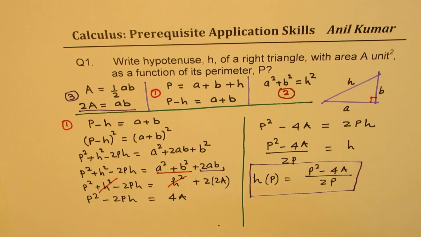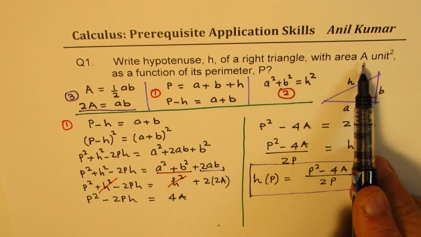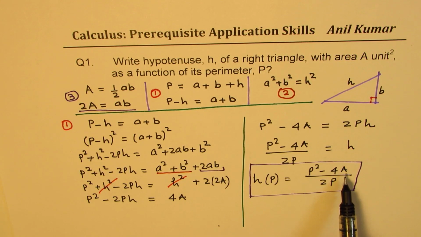Now it is a function of perimeter since we are given area. So a is constant. Take a as constant. So the only variable here is perimeter. You understand my point, right? So that is a very interesting formula which we can use in many different ways, relating perimeter with hypotenuse. I hope you find it interesting. So you could work with these formulas and get different relations, correct? I hope that makes sense.